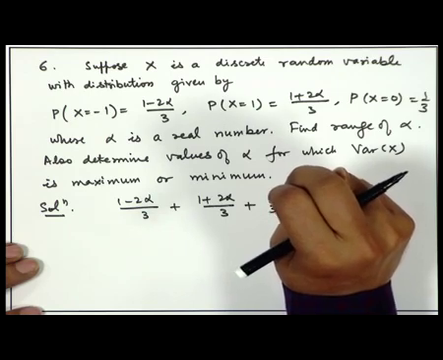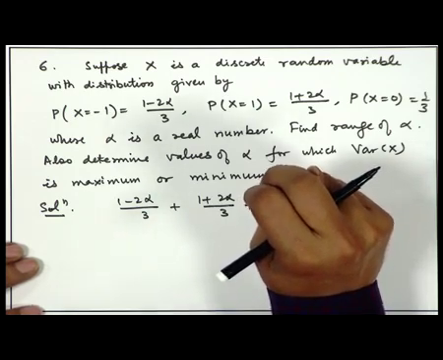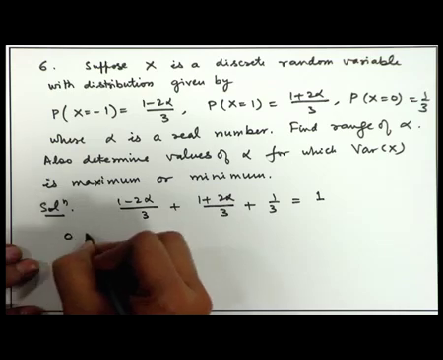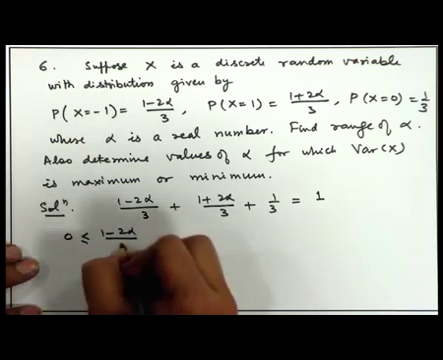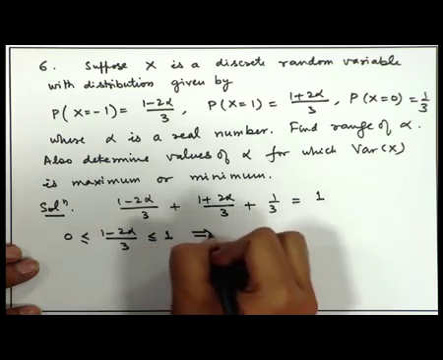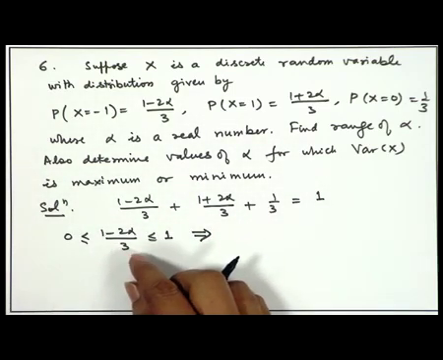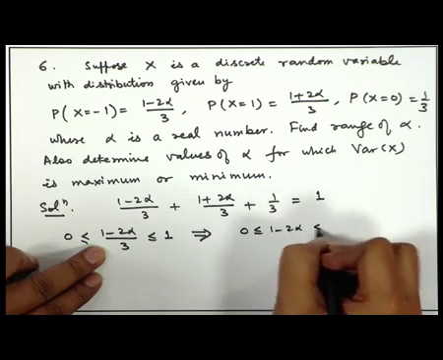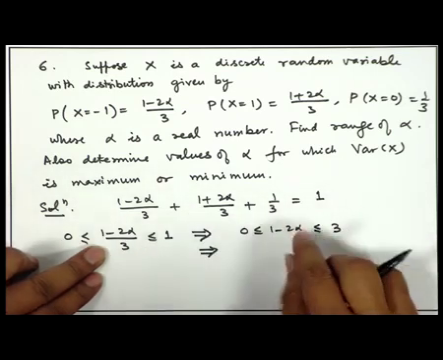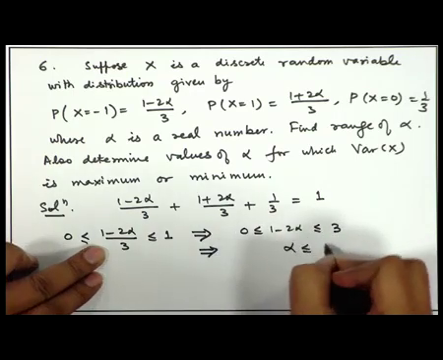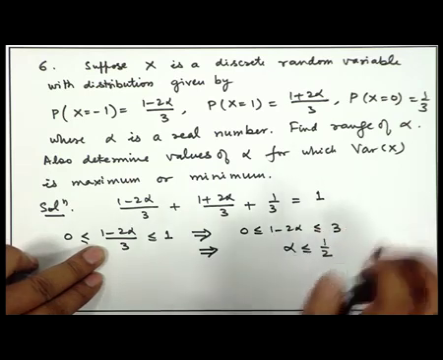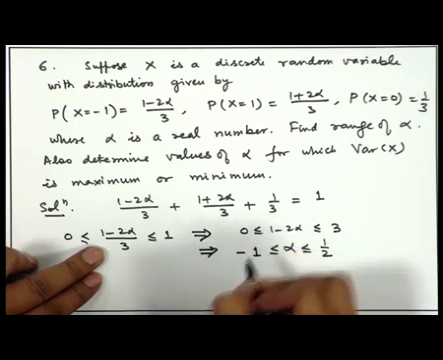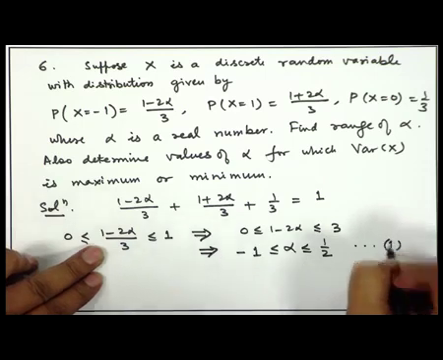Now, the second condition is that the probabilities must lie between 0 and 1. So, if we apply that condition, we should have 0 less than or equal to 1 minus 2 alpha by 3 less than or equal to 1. Now, this can be easily simplified. You get 0 less than or equal to 1 minus 2 alpha less than or equal to 3, which is equivalent to saying, alpha is less than or equal to half, and on the other side you get alpha greater than or equal to minus 1. Let me call it condition number 1.